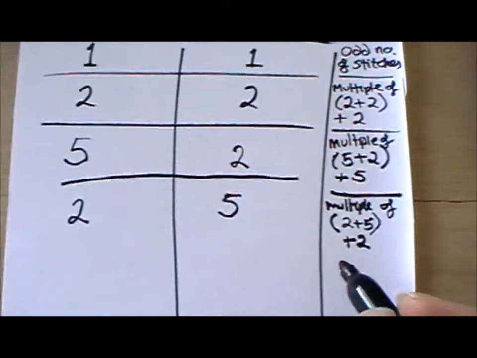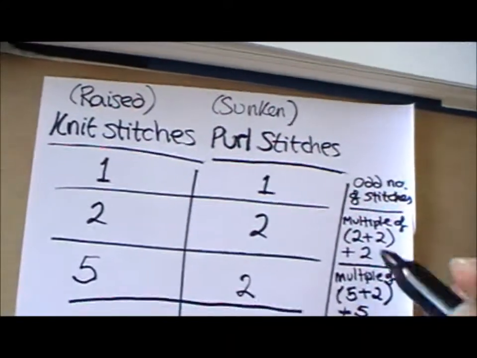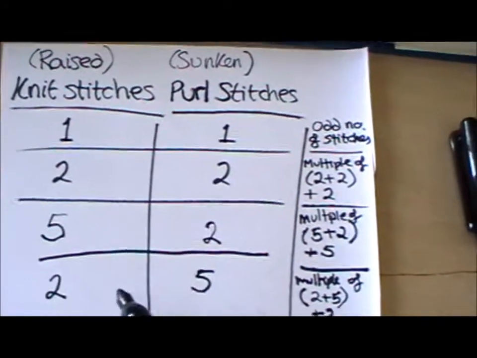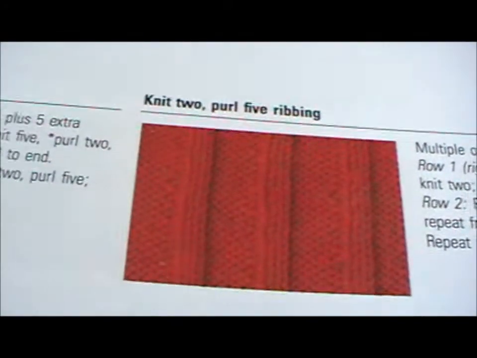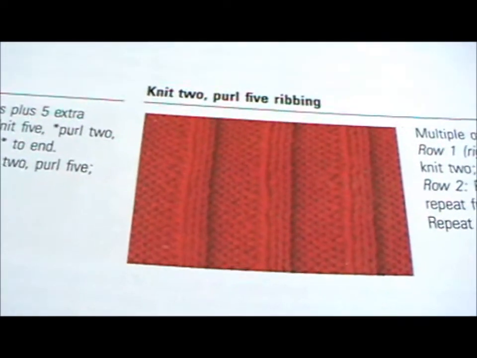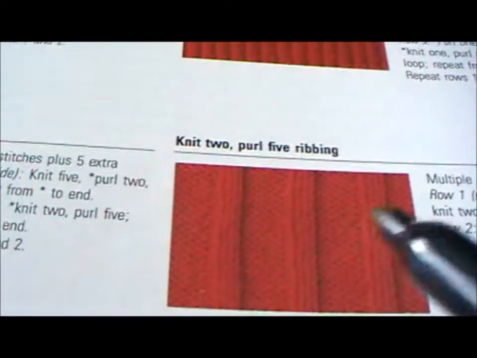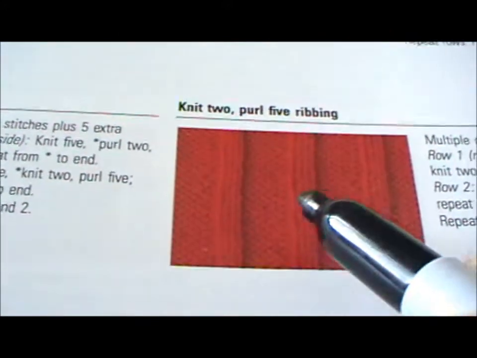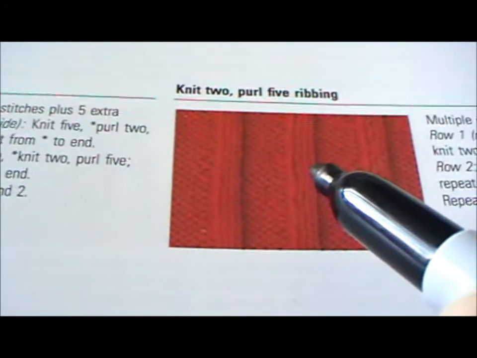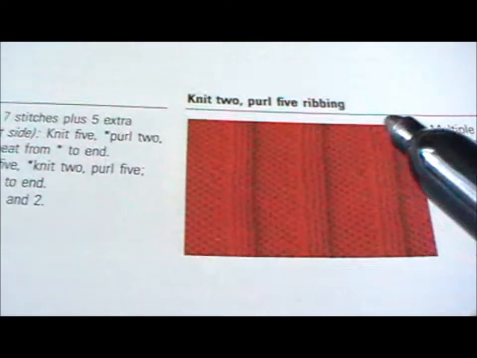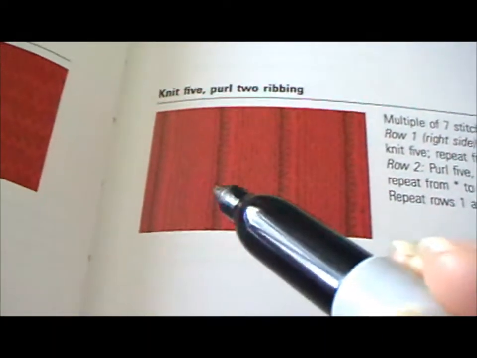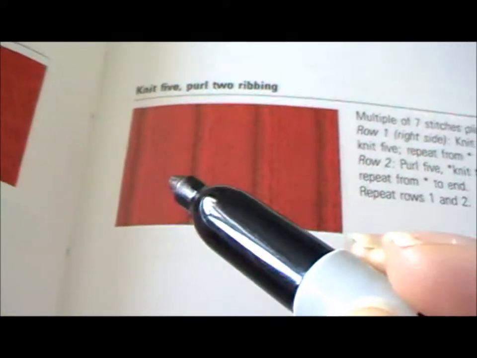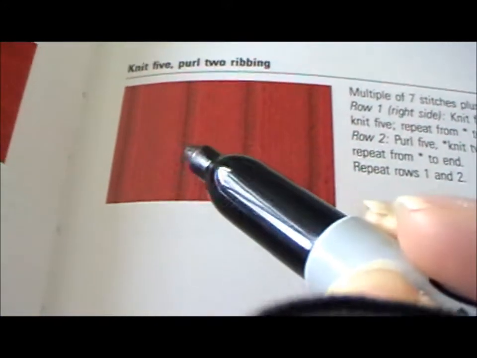Now, if you want to see what these look like, I'll show you in my book. This one here with the large area of purl, there you can see the large area of sunken purl stitches and raised ridge of knit stitches. There's 2 knit stitch rows. Here it's a raised ridge of 5 knit stitches and a small area of sunken purl stitches, 2.